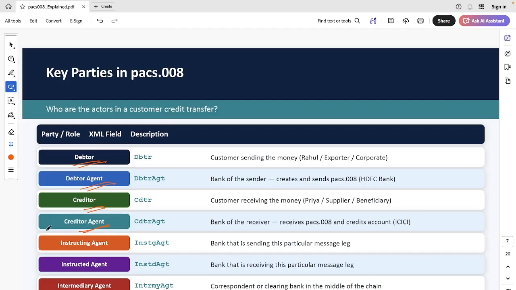Then we also have the instructing agent, instructed agent, and intermediary agent. These become important when payment moves through multiple banks. In simple words, debtor and creditor are customers. Debtor agent and creditor agent are banks. In fact, wherever you see an agent, the agents are mostly banks and financial institutions. If you map these roles incorrectly, the payment may go to the wrong bank or fail validation. So that is a point to be remembered.